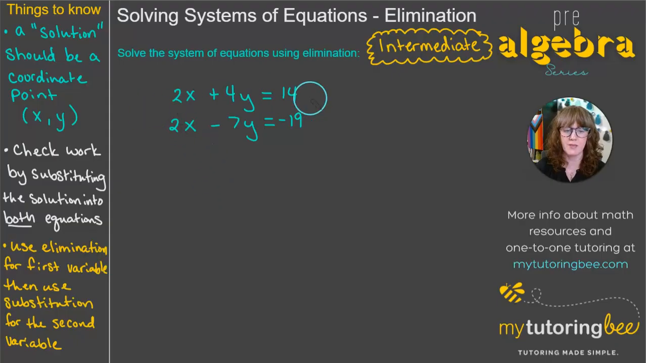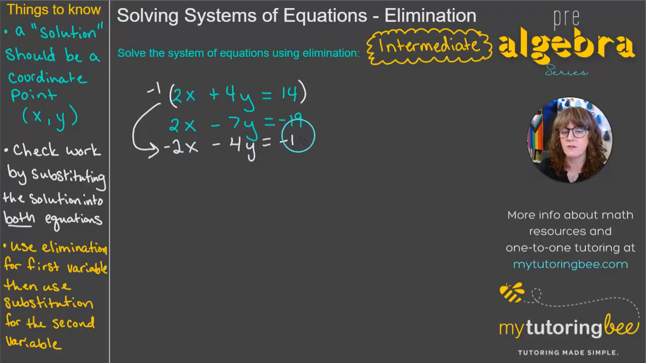As I'm looking at these two equations, I can tell that if one of these x terms was a negative 2, then those would cancel out. So what I'm going to do is multiply this top equation by negative 1. Now I could multiply the bottom equation instead of the top equation. It doesn't matter which one you multiply by negative 1. So I'm just going to multiply this by negative 1 so that I can rewrite it right underneath this second equation. Multiplying by negative 1, we have to multiply all of the terms by that negative 1. So we get negative 2x minus 4y equals negative 14.